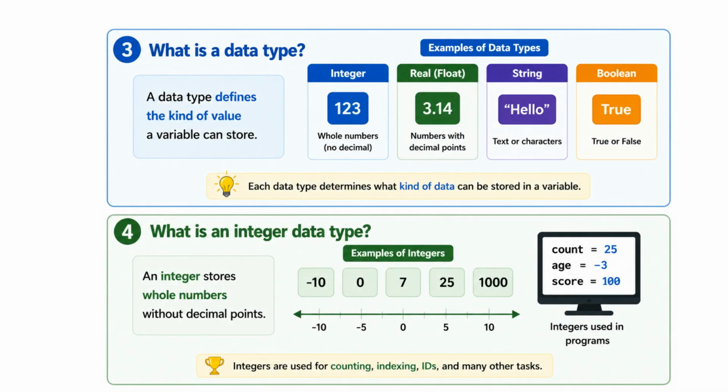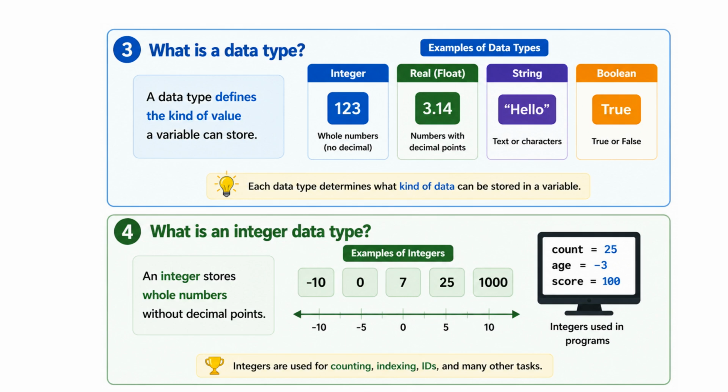An integer is a data type used to store whole numbers without decimal points. Integers can be positive numbers, negative numbers, or 0. Examples include -10, 0, 7, 25, and 1,000. In programming, integers are commonly used for counting and calculations. On the screen, we can see variables like count equals 25, age equals -3, and score equals 100. These are all integer values because they do not contain decimal points.